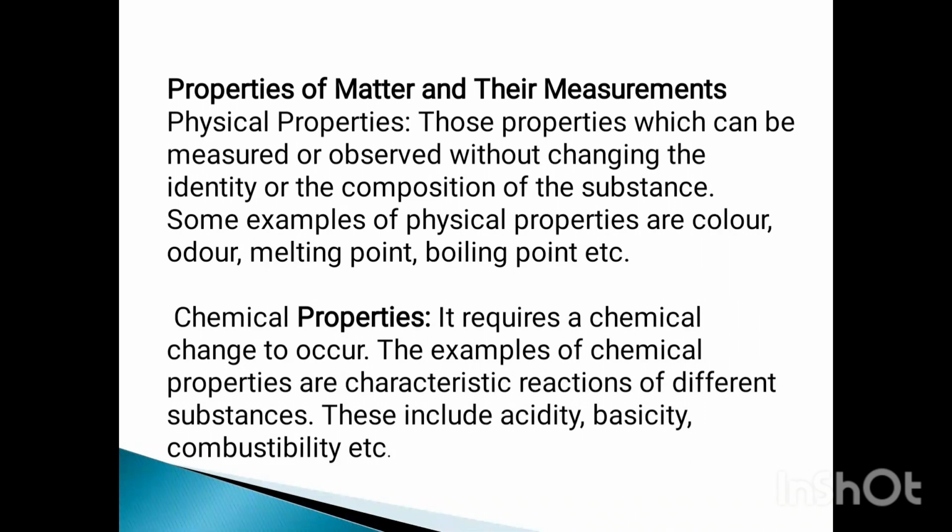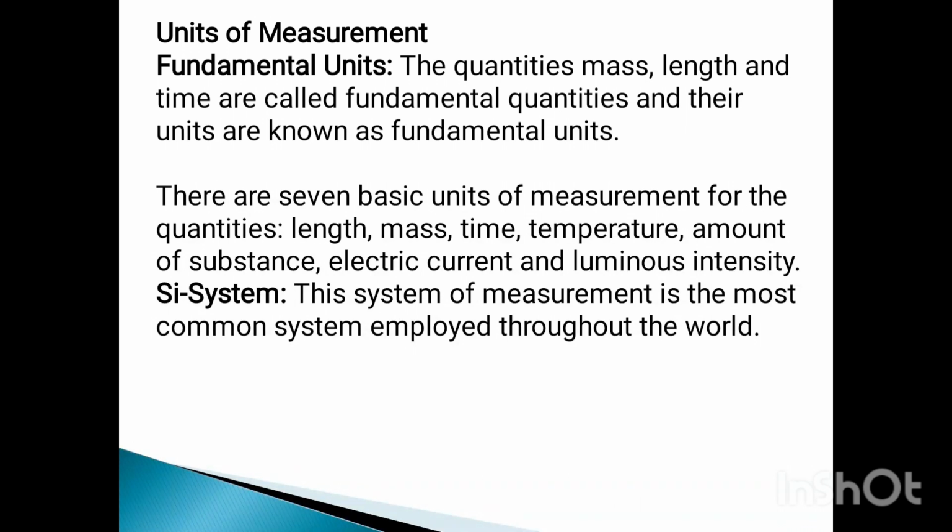Properties of matter and their measurements. Physical properties: those properties which can be measured or observed without changing the identity or the composition of the substance are called physical properties. Some examples of physical properties are color, odor, melting point, boiling point, etc. Chemical properties: it requires a chemical change to occur. Examples of chemical properties are characteristic reactions of different substances. These include acidity, basicity, combustibility, etc.